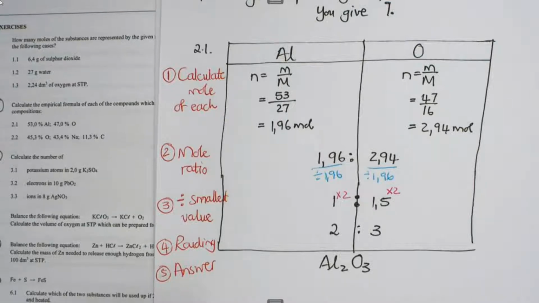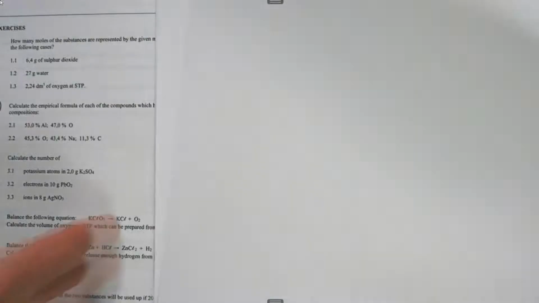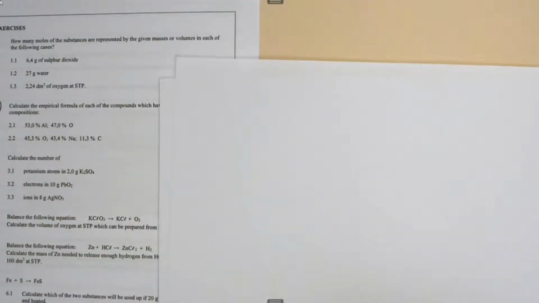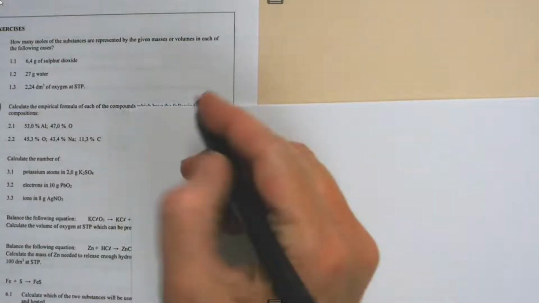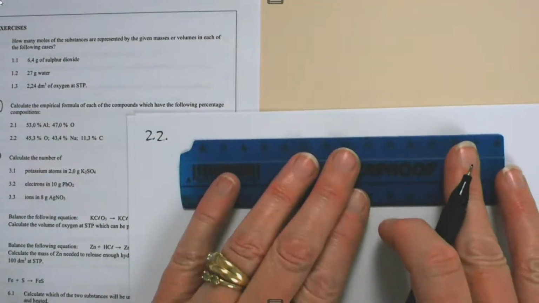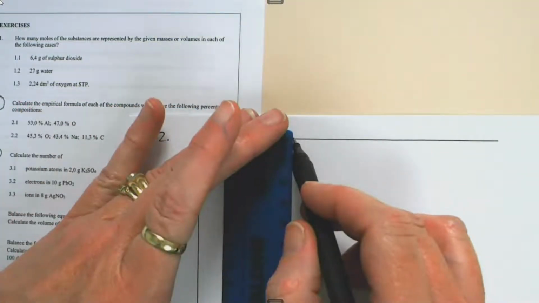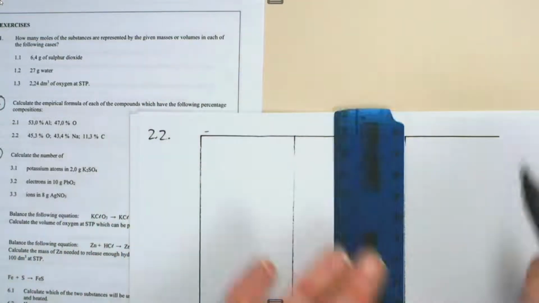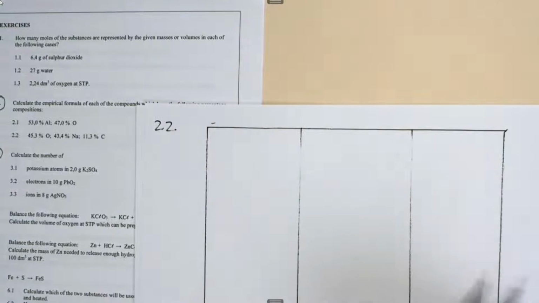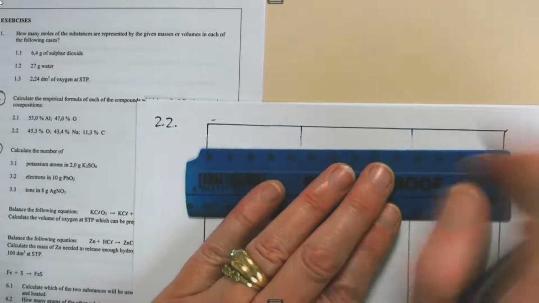Okay, let's try another one. Let's do number 2.2. So we're going to use these steps again, just by applying it at number 2.2. Now you will see there are 3 elements, so I need 3 columns. So for 2.2, let's draw some columns here. You don't have to do it in columns, but I just like it. It's more organized to do it in columns than without columns, but that is your choice.